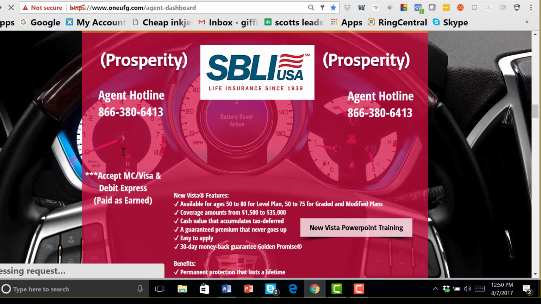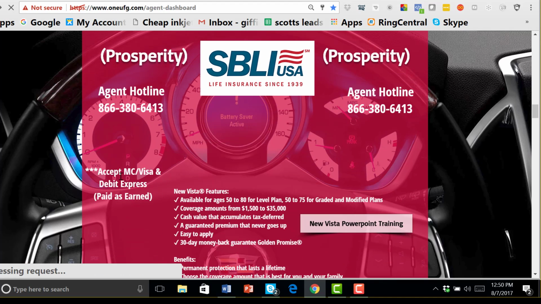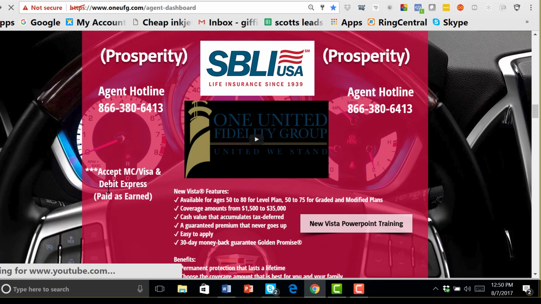There we go. So Prosperity. If you have Prosperity, they accept credit cards and Debit Express. Now it's paid as earned, but the good thing about it is they don't reduce the commission to guaranteed issue. So if you've got somebody that's using the Debit Express, that's when you'd want to use Prosperity. And honestly, that's probably the only reason we have them on here. So I guess it is good to get appointed with Prosperity. Now remember, it's paid as earned though, okay?